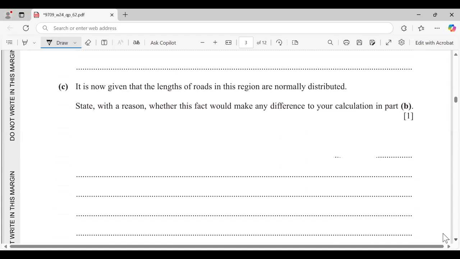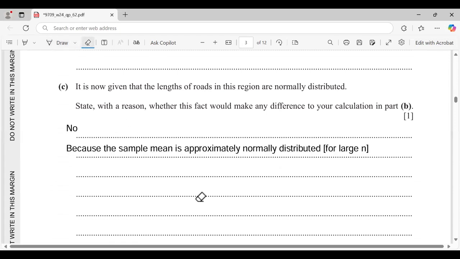C. It is now given that the length of roads in this region are normally distributed. State with a reason whether this fact would make any difference to your calculation in part B. I have provided my answer about this one. What is the next question?